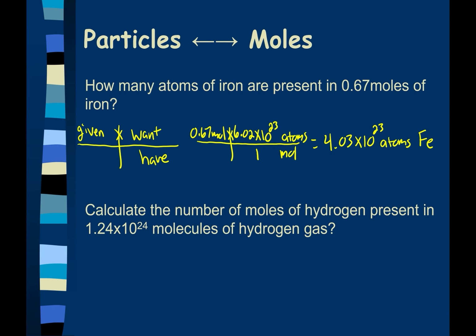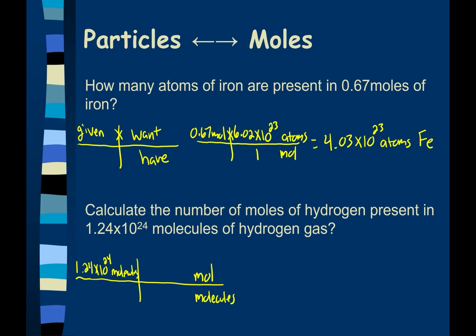Now let's look at the reverse case here. I want to calculate the number of moles of hydrogen in 1.24 times 10 to the 24th molecules of hydrogen gas. Once again, we're going to set up our conversion chart. We are given 1.24 times 10 to the 24, and I'm just going to squeeze in here the word molecules. This time we want moles, so moles is going to be on the top. And we are already beginning with molecules.